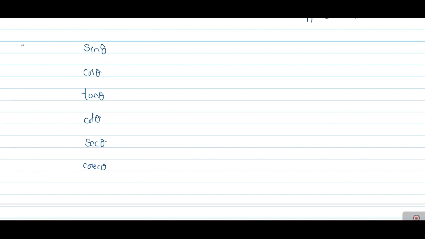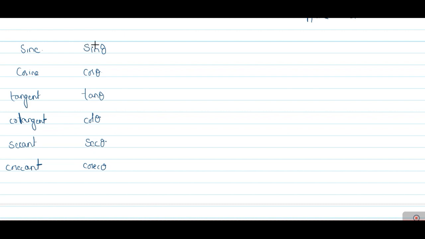We will write the actual spelling: sin is SINE, this is COSINE, this is TANGENT, and this is cotangent, and this is secant, and this is cosecant. The full form of cosec is cosecant.